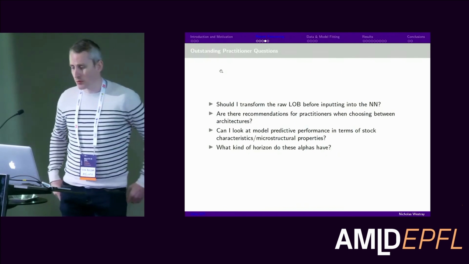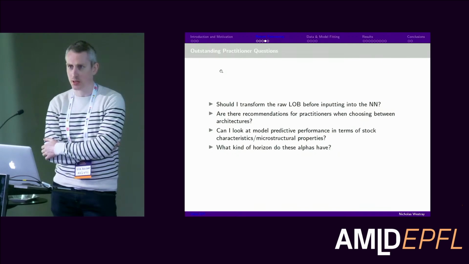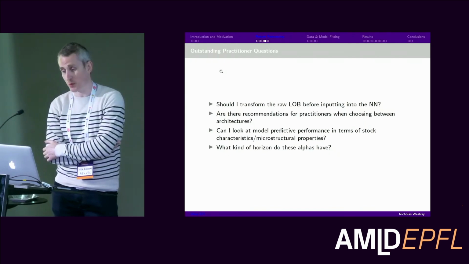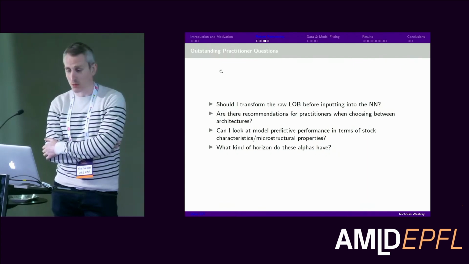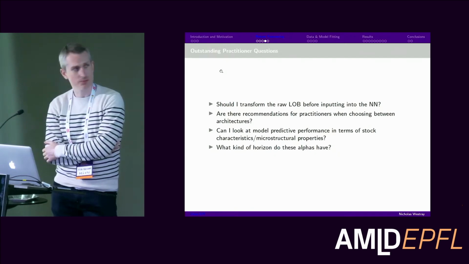But despite all of the work here, there's still a number of practitioner questions that I kind of think are important and that we should spend some time thinking about. So should we be transforming limit order books before we put them into a neural network? What about recommendations for practitioners when choosing between different types of architectures?